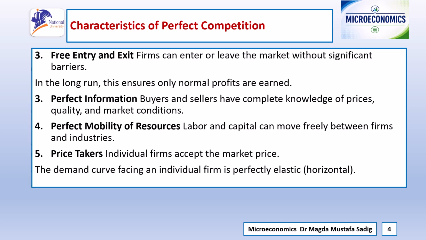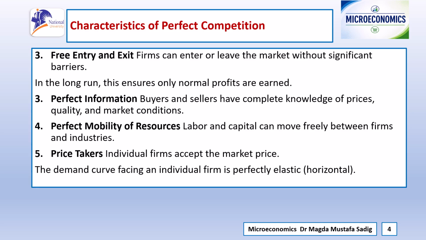Fourth, perfect information. Everyone knows everything about the market. Buyers know prices, quality, availability, and sellers know cost, market prices, and competitors. Nobody has an information advantage.